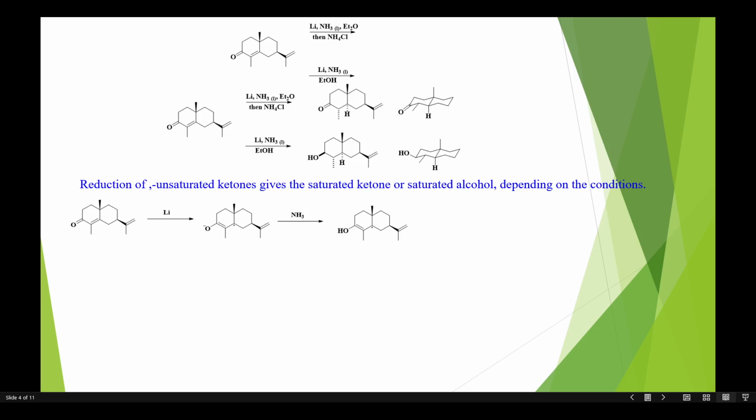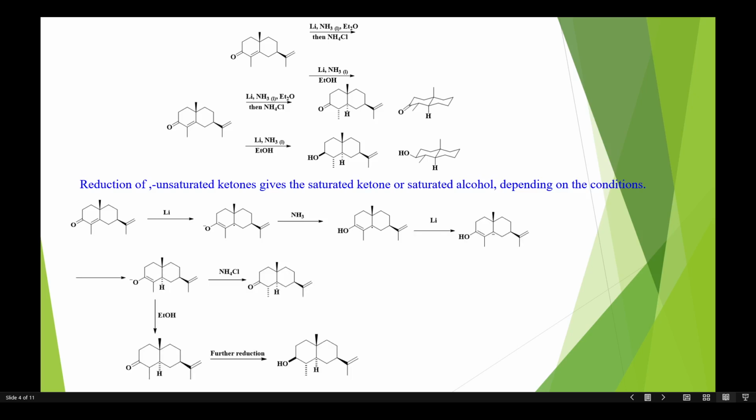You see what will happen. First, it will donate the electron and attack the alpha beta unsaturated ketone, and you will get a radical anion. After that, it will take a proton. When you have a proton source like ethanol, it will take that proton and further reduction will happen.